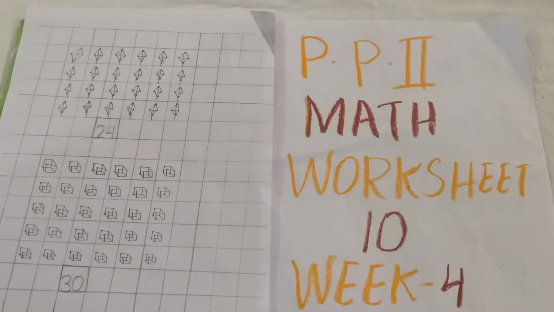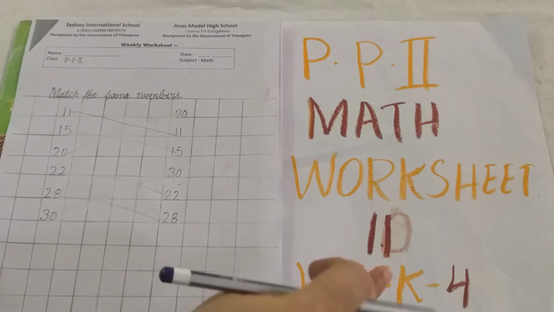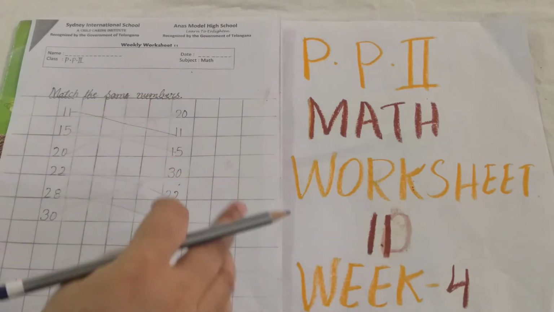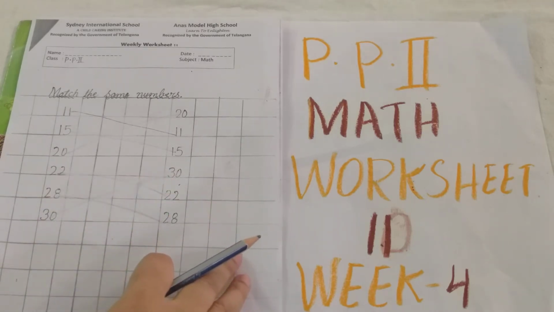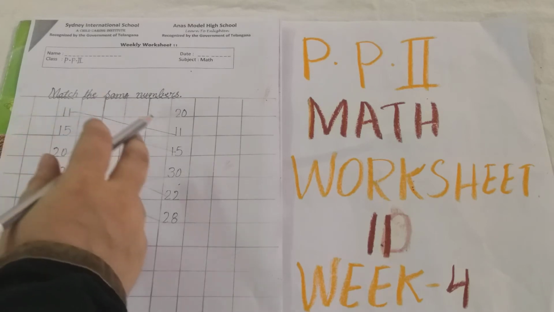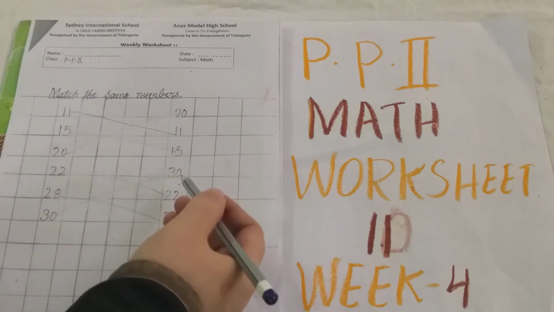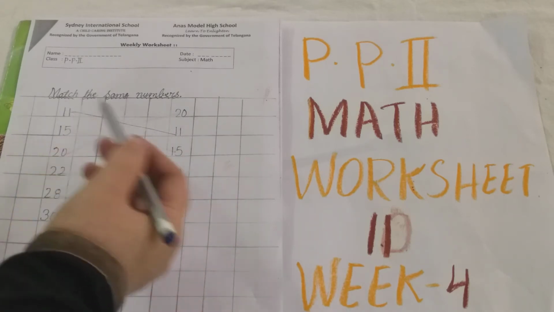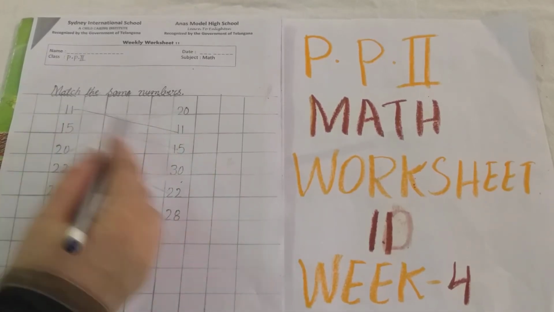Now take out your worksheet number 11. Now in your worksheet number 11, what you have to do children? Match the same number. Suppose 11 here and one more 11 you have to see and you have to match with the same number, 11 to 11, like this. Okay? Already one is done for you.